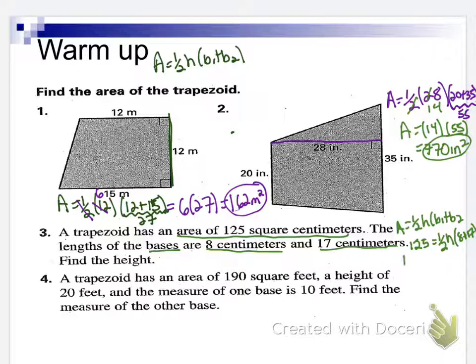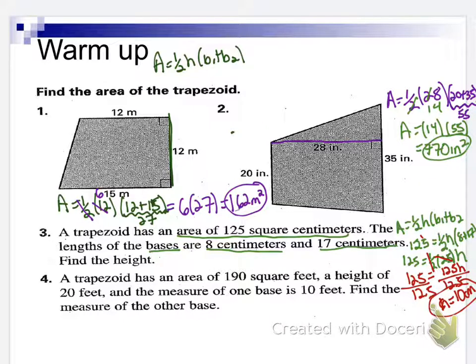So that gives me 125 equals 1/2 times 8 plus 17, which gives me 25, times my height. I have a couple options here. I can multiply 2 to the other side and then divide by 25. I could take 1/2 of 25, and that would probably be my first step. So half of 25, again using your calculator, is 12.5. 12.5 H equals 125. Divide by 12.5, divide by 12.5, and we see that our height is going to be 10 centimeters. So height of 10 centimeters.